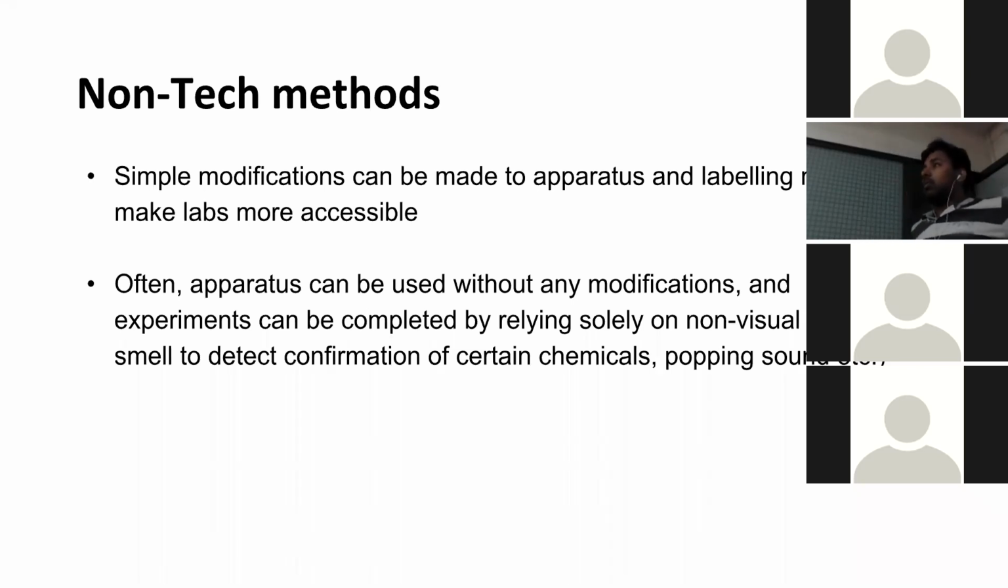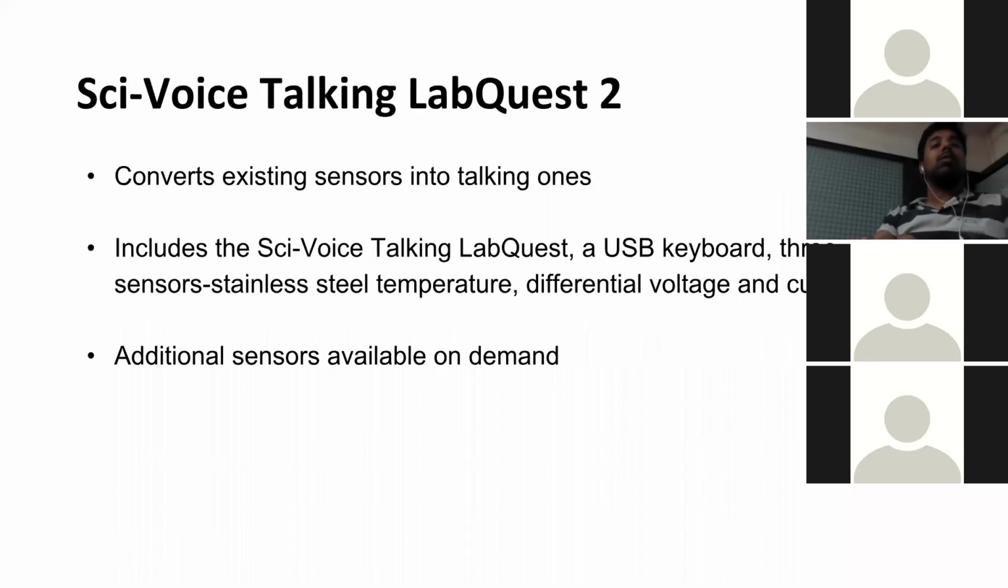And if we talk about the technical aspects in the lab, there's the Talking LabQuest, which basically adds talking sensors to the existing sensors, and it comes with a USB keyboard and a stainless steel temperature probe, differential voltage, and current. Additional sensors are also available on demand. So this way, lab work can be very easily managed.